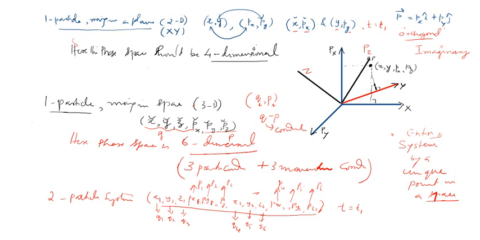So it will be carving out a trajectory, it will be tracing out a trajectory. Okay, because the representative point will move with the passage of time. So that is about a two-particle system.